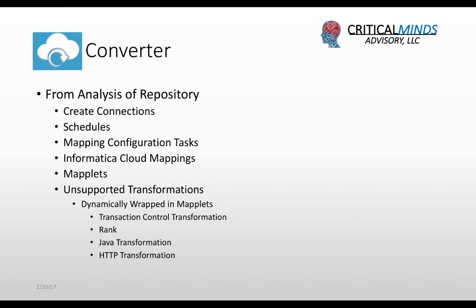For unsupported transformations, and as of the 1.5 release that we're going to demo, we currently will dynamically wrap those in maplets. So transaction control transformation, rank, Java transformation, and HTTP transformation, we'll dynamically wrap those in maplets and upload those and then inject those into your cloud mapping. And then once the Informatica Cloud environment supports those transformations, you can delete that maplet transformation out of the mapping and put that transformation in.